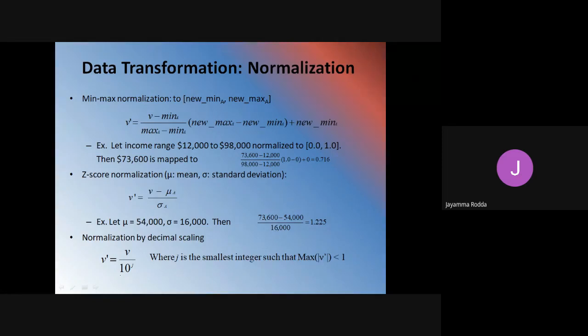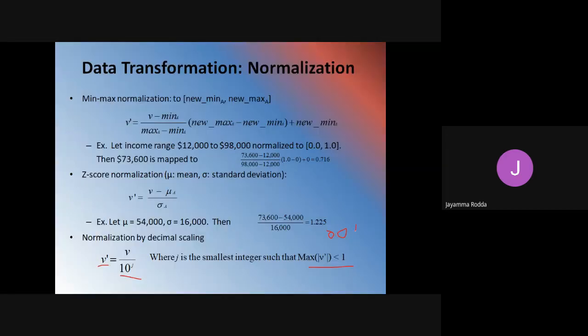So here, 10 power j. j is the smallest integer such that v dash is less than 1. v dash should be less than 1. That is nothing but the normalization, as I said, should be between 0.0 and 1.0, below 1.0. Here the range is given as 0 to 1.0, but actually this v dash should be between 0 and 1.0, less than 1.0. Okay, so what will be done?